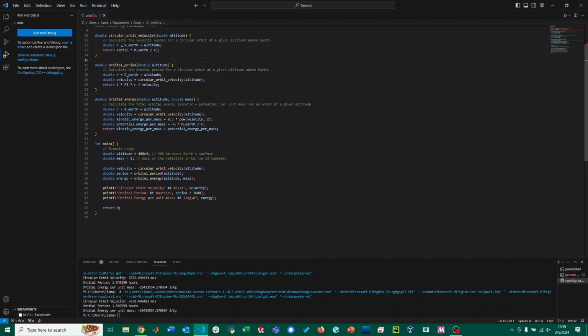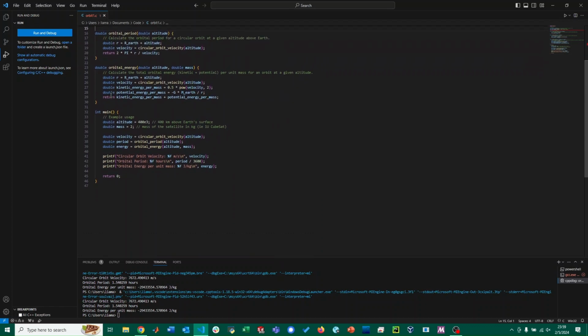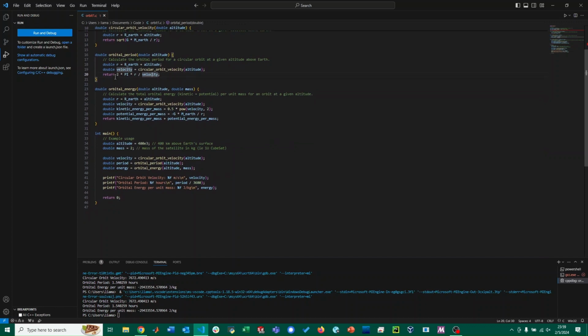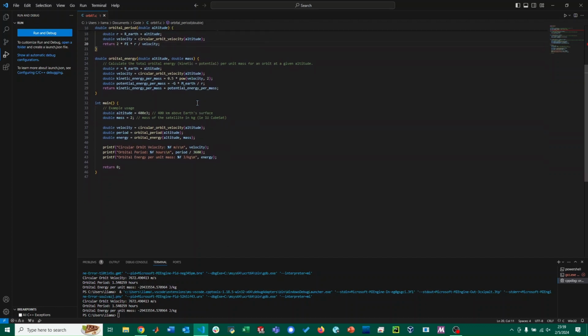Then for orbital period, again we find the radius. Now we're finding our velocity from the previous calculation, and from that, plugging in our altitude, because again these are just functions that are defined by these variables, but I'll go over that. And then to actually calculate the orbital period, it's just 2 times pi times r divided by velocity. Pretty simple with that.